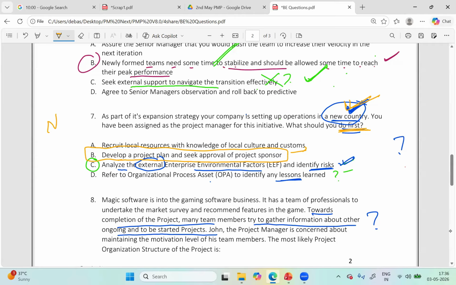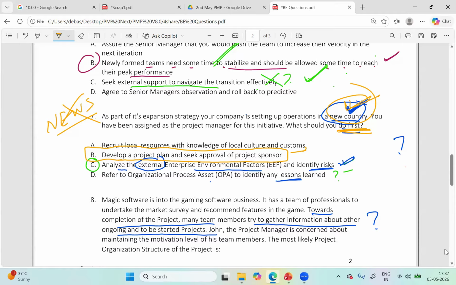B is no news to me. No matter what project, I will prepare a plan and get it approved by sponsor. Every project we do. Tell us what specifically you did in the new country. Nothing. So I hate B. That's one reason. Second reason: what is the first thing you would do? A plan would come later. First, initiate the project. You prepare the plan in the planning stage of the project. There's a lot of work you would do before you create a plan. So that's the second reason why B is not the right answer.